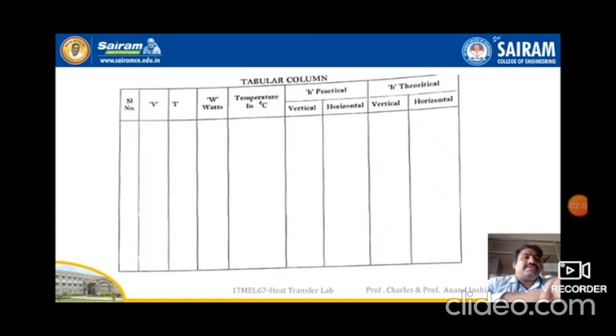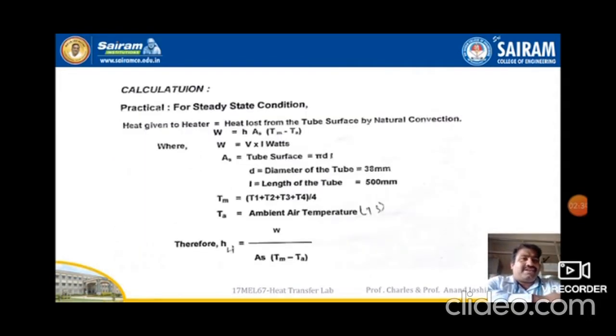This is the tabular column: serial number, voltage, current, watts, temperature in degree centigrade, and heat transfer coefficient in practical, one for the vertical case and one for the horizontal. Similarly for theoretical, vertical case and horizontal case. For each heat input we are going to find the values of the heat transfer coefficient.